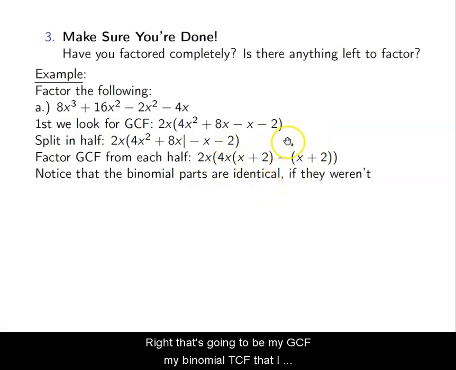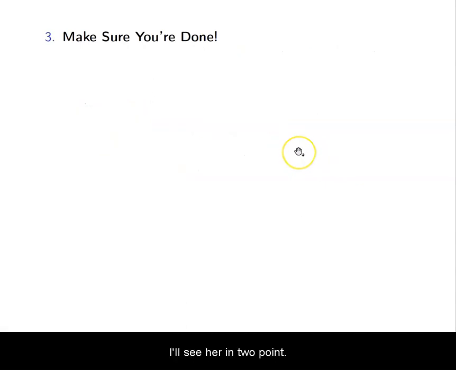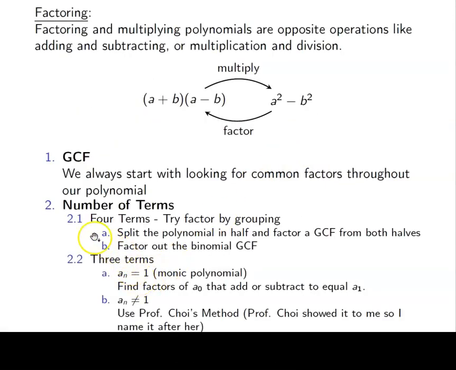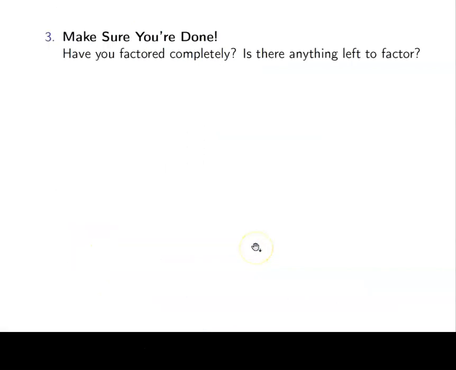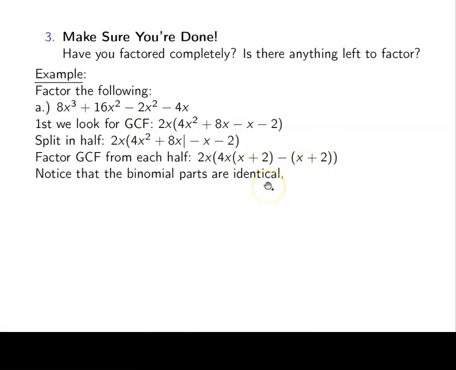That's going to be my GCF, my binomial GCF that I was talking about up here in 2.1b, right? Factor out the binomial GCF. So that's my binomial GCF here. Is this x plus 2, because it's the same term, right? So notice that the binomial parts are identical.